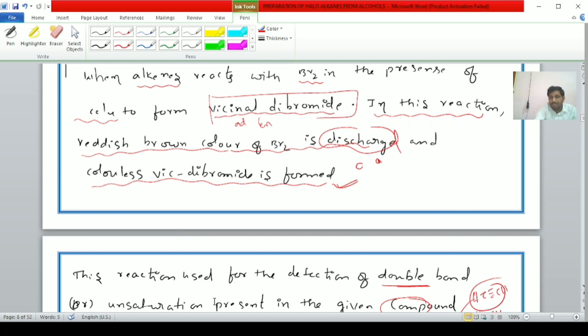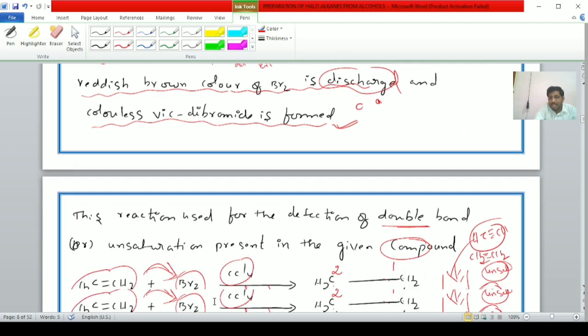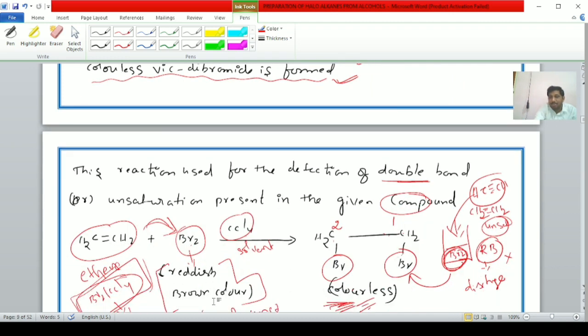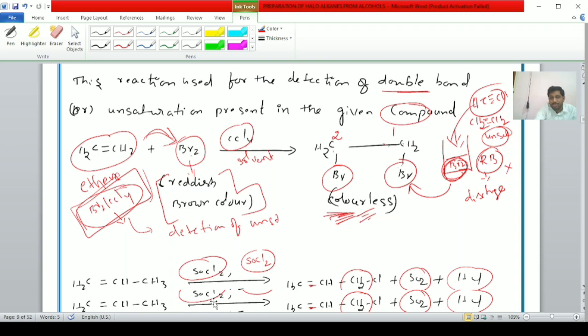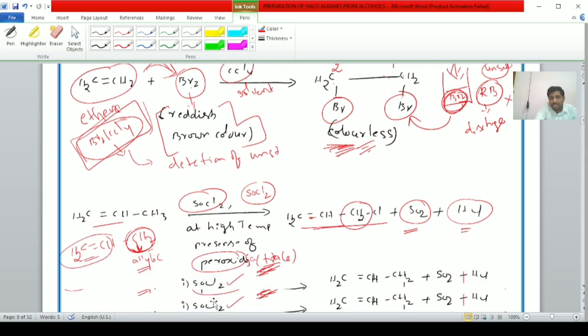In this reaction, the reddish brown color of bromine is discharged and colorless vicinal dibromide is formed. This reaction is used for the detection of double bond or unsaturation present in the given compound. Here ethene is added to bromine in the presence of carbon tetrachloride to form 1,2-dibromoethane, which is colorless. The reddish brown color of the bromine reagent is discharged. This is a competitive point of view.